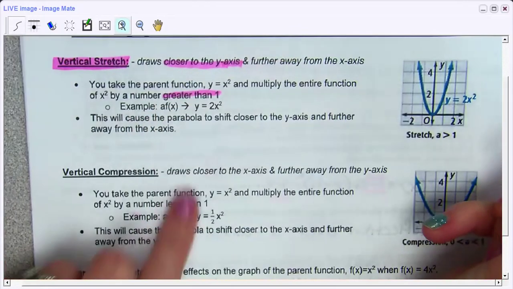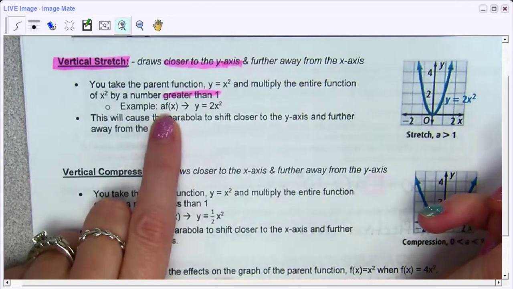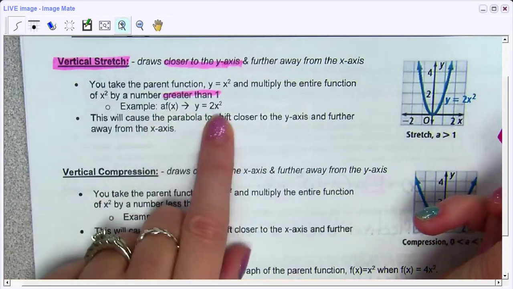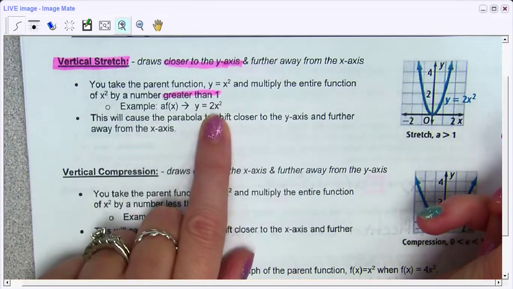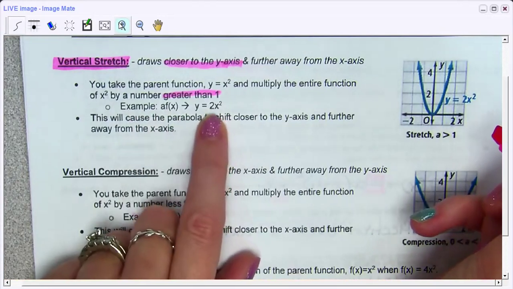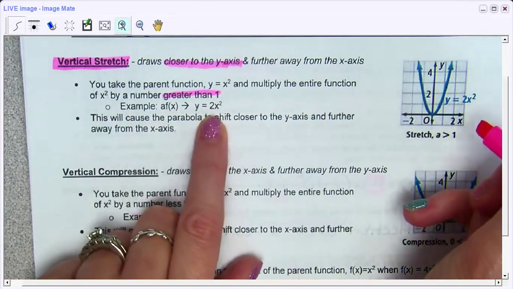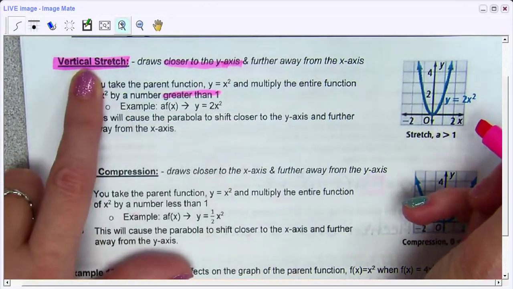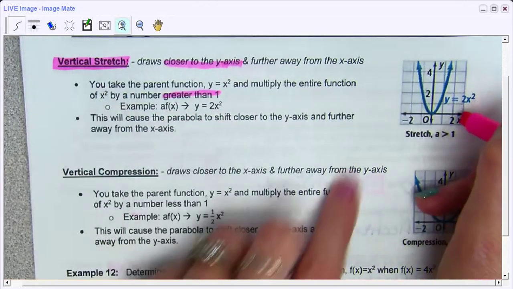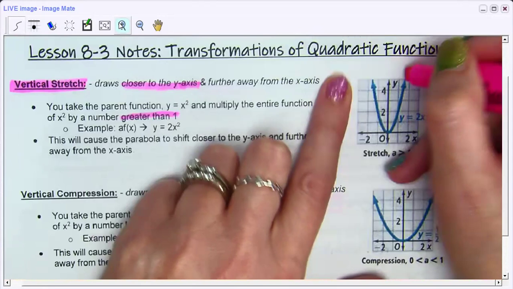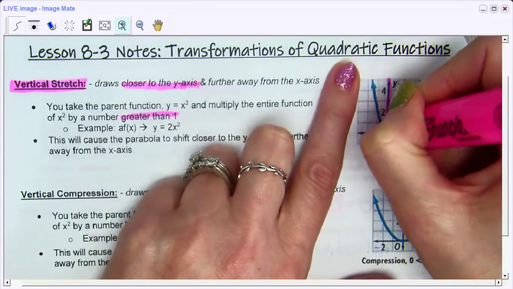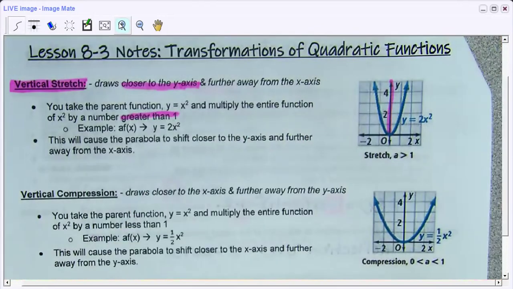So for example, if you had a regular parent function, y equals x squared, and then it became y equals 2x squared, that means you multiplied it by a factor greater than 1. And so this would be a stretch. It's stretching closer to the y-axis and getting further from the x-axis.